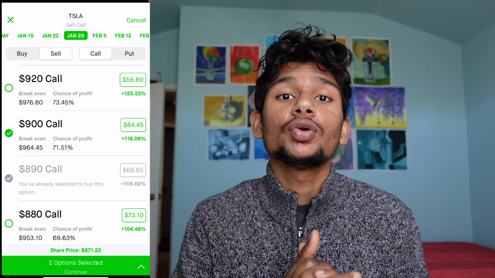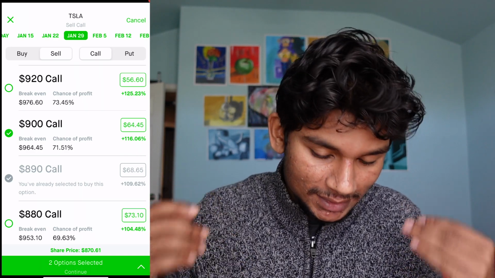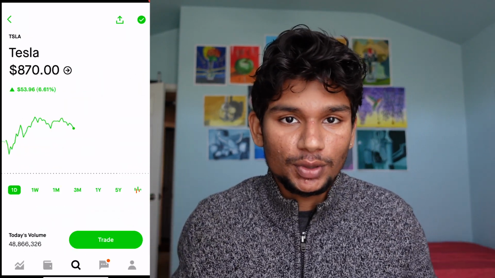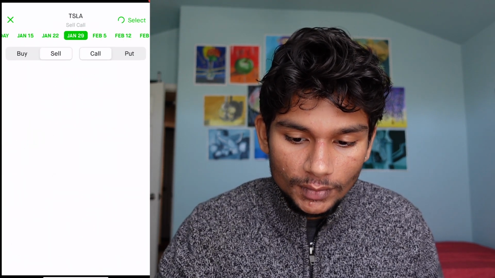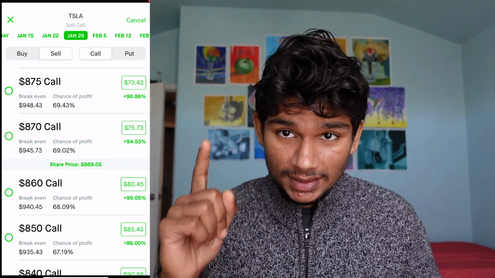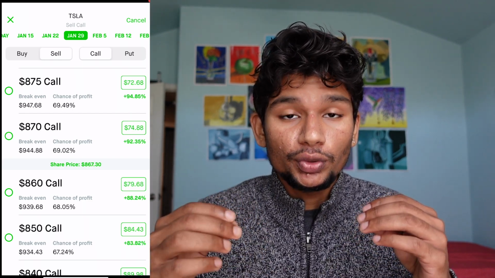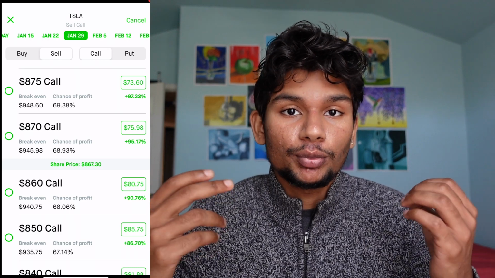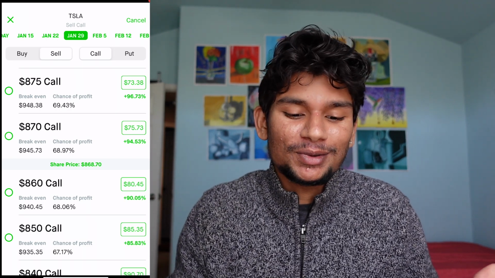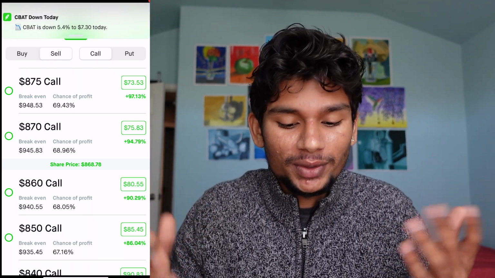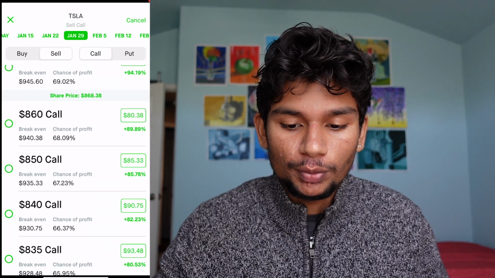Now we'll go and look into how to do put debit spreads. It's exactly the same, guys. I'll just use Tesla because we're already here. So all you're gonna do is trade options, Jan 29th, select. When you're doing a put debit spread, it's technically like a put option. You think that the stock price will go down. I don't think that Tesla's stock price is going to go down, but this is an example, so just roll with it. So instead of being on call, go to put, okay?